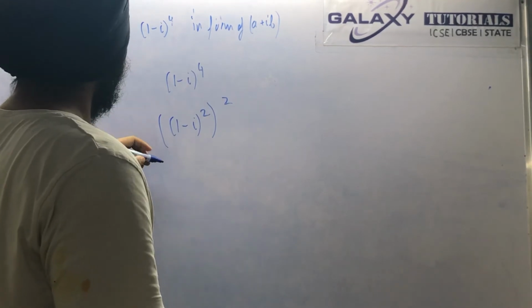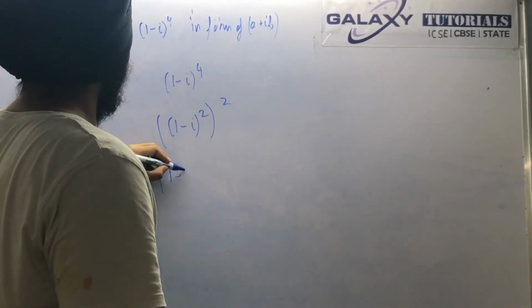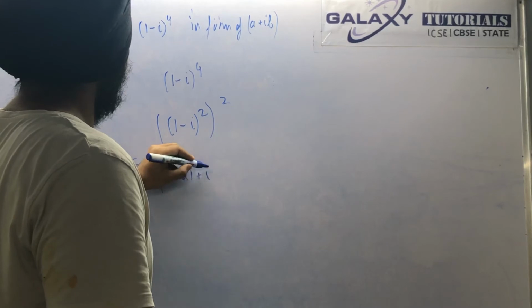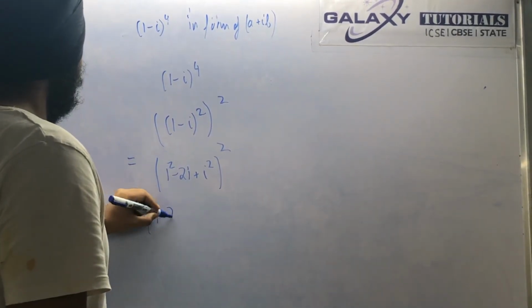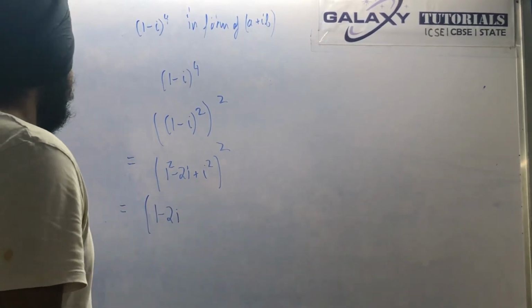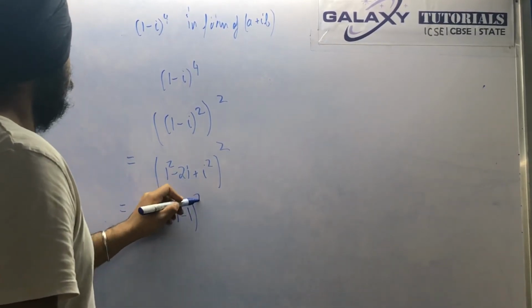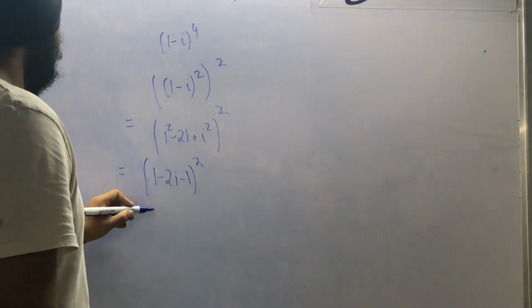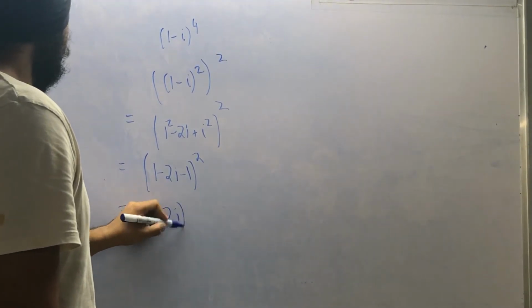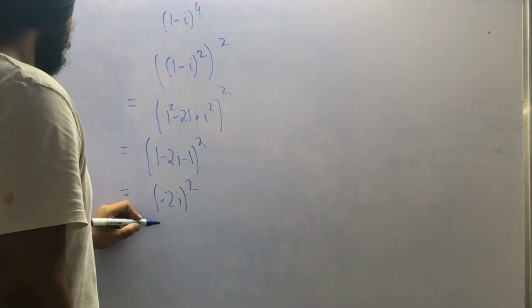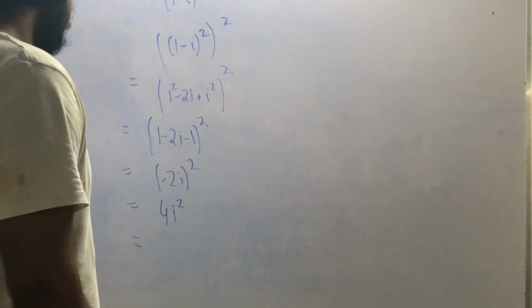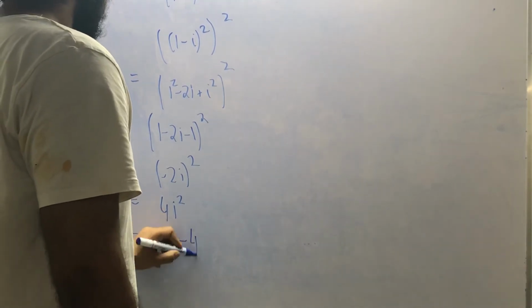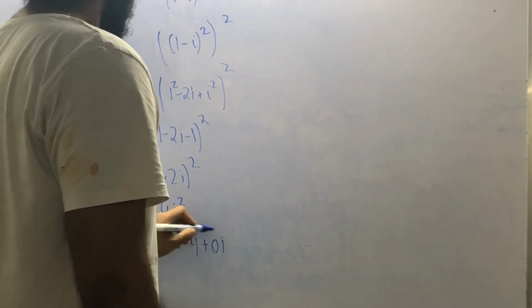So this will look like something 1 square minus 2 iota plus iota square whole square. And this is 1 minus 2 iota. Iota square is minus 1 whole square. So 1 minus 1 0 minus 2 iota whole square. That will be 4 iota square. Iota square is how much? Minus 1. So minus 4 plus 0 iota. This is the general form of a plus iota b.